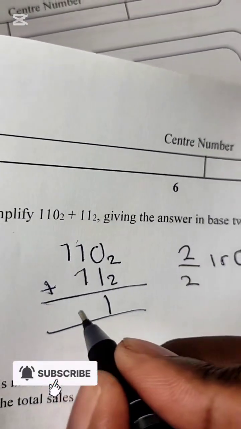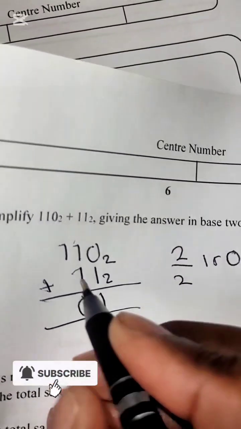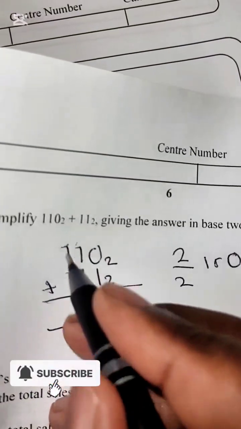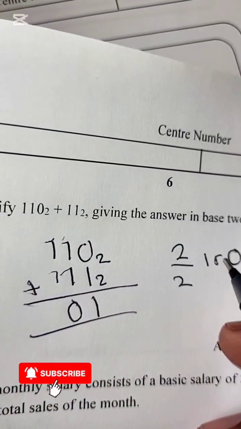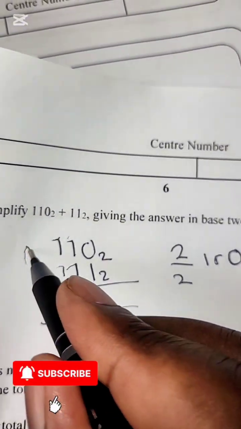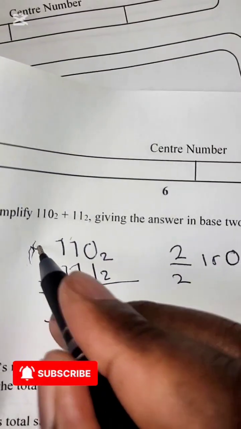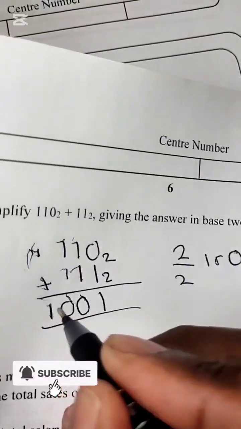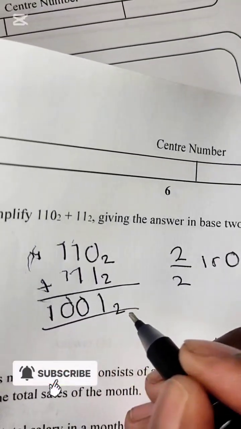Our remainder is the answer, so we write 0. Then we carry 1 here. 1 plus 1, that's 2. So 2 into 2, that's 1, remainder 0. So our remainder is the answer, 0. Then we carry 1 here. Then 1 plus 0, that's 1 in base 2.